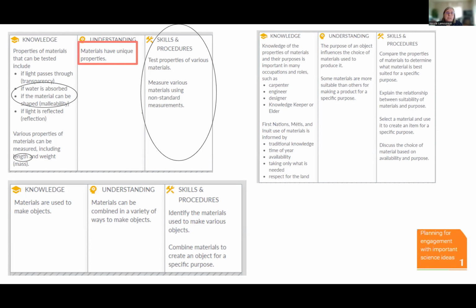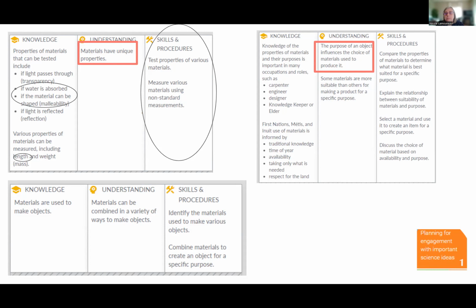And then I looked at the skills and procedures: testing properties of various materials. The properties are outlined in your knowledge statement, and I'm picking up on the water being absorbed and that the material can be shaped. And they're going to have to measure using non-standard units. When I see measuring, I always go to the math organizing idea, because I want to streamline my outcomes and integrate as best as possible.